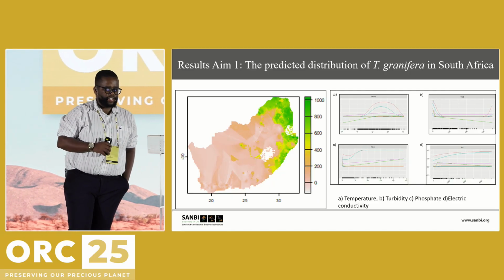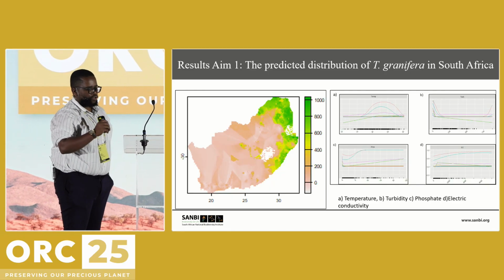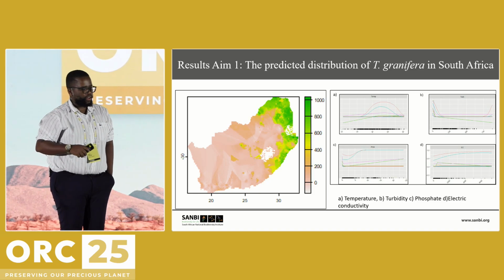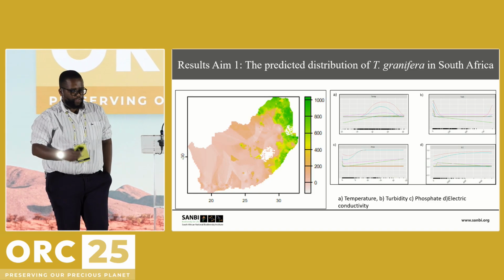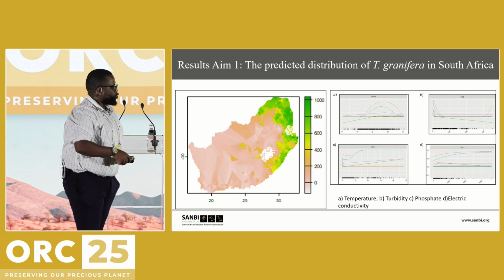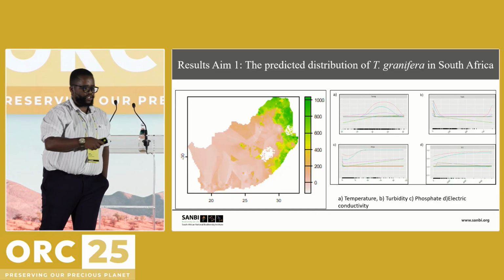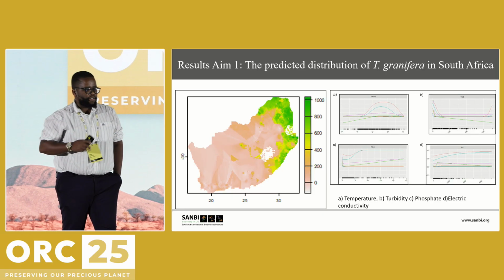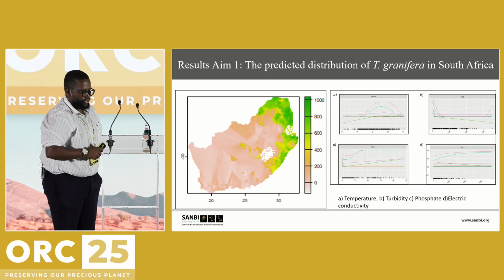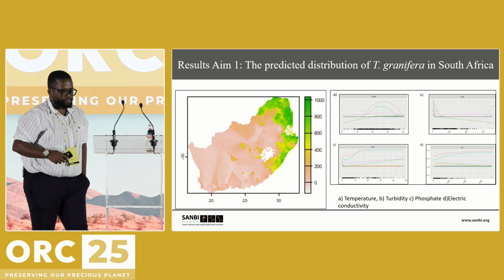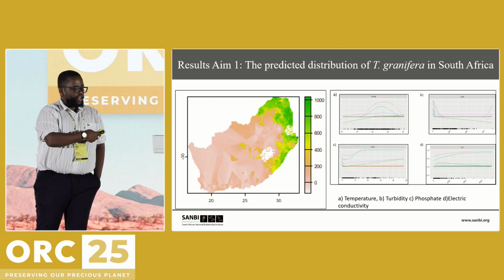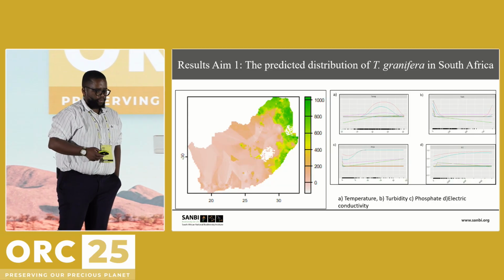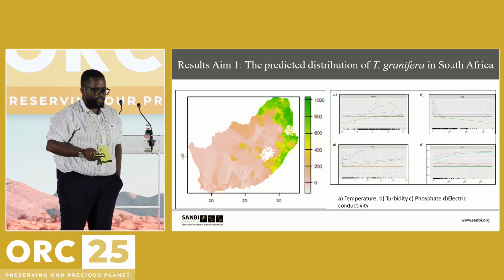Turbidity ranges from 0 to 50 NTU. The phosphate concentrations also have an influence on the spread of Tarebia, ranging from 5 to 15 milligrams per liter. Lastly, electrical conductivity, which goes from 0 to 2,000.